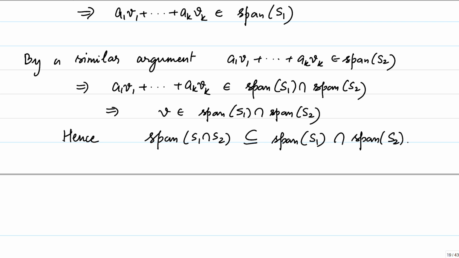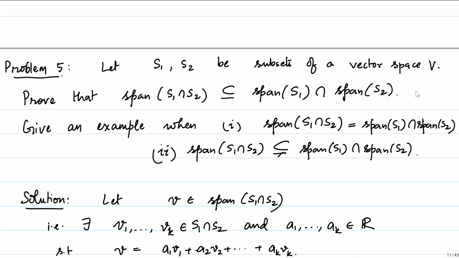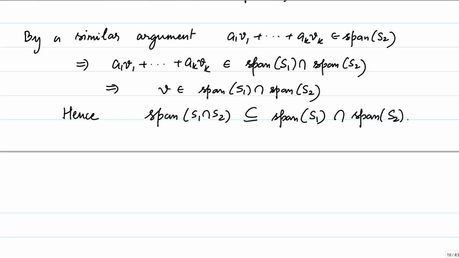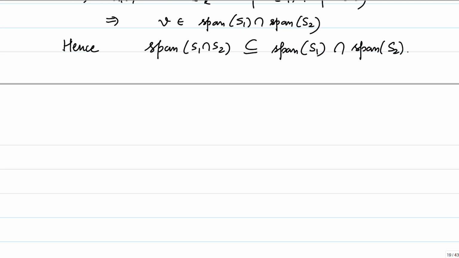Okay, so now we have proved one part. So, we have established this part. So, what is left is to give examples of when the span of S1 intersected with S2 is equal to the span of S1 intersected with the span of S2 and one when it is not equal. So, I will not go too much into it. Let me just give you the examples straight away and leave it for you to check.